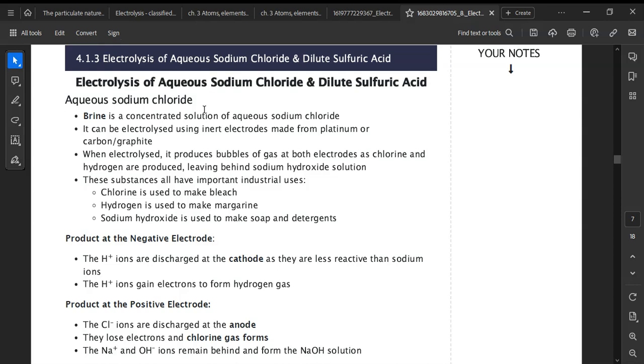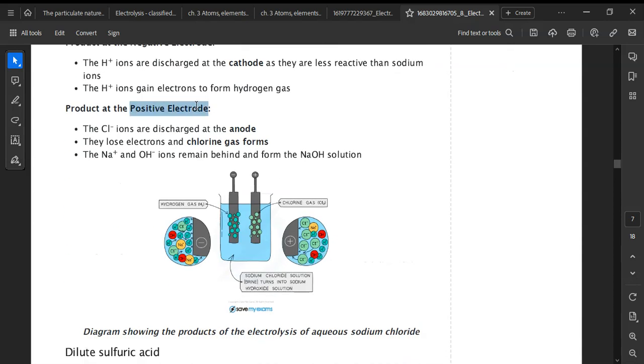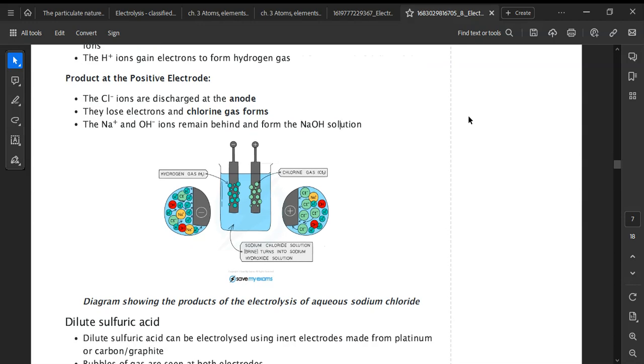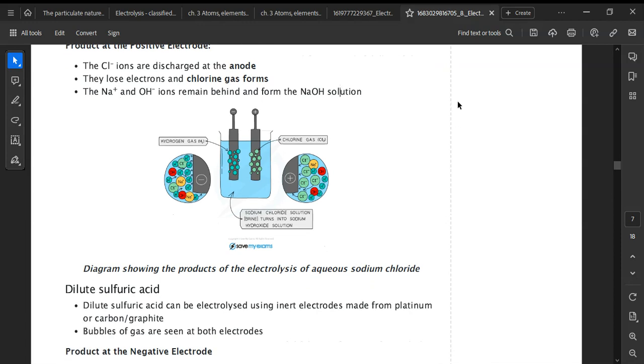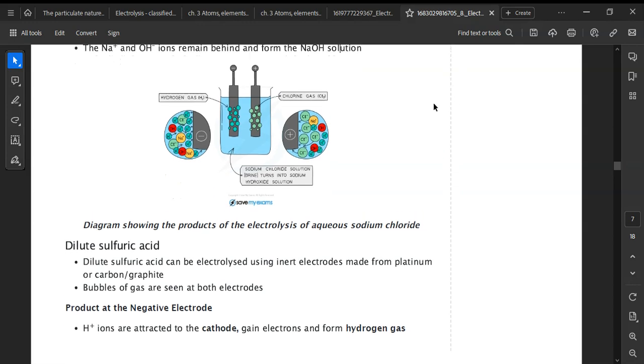the positive hydrogen ions are discharged at the cathode as they are less reactive than sodium ions. The positive hydrogen ions gain electrons to form hydrogen gas. At the anode, the chloride ions are discharged. They lose electrons and chlorine gas forms. The sodium and hydroxide ions remain behind and form sodium hydroxide. This is just a diagram of all that I've been explaining.